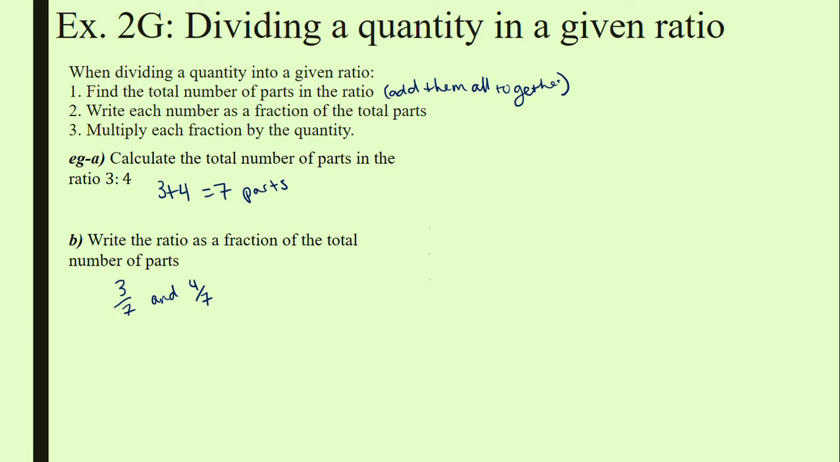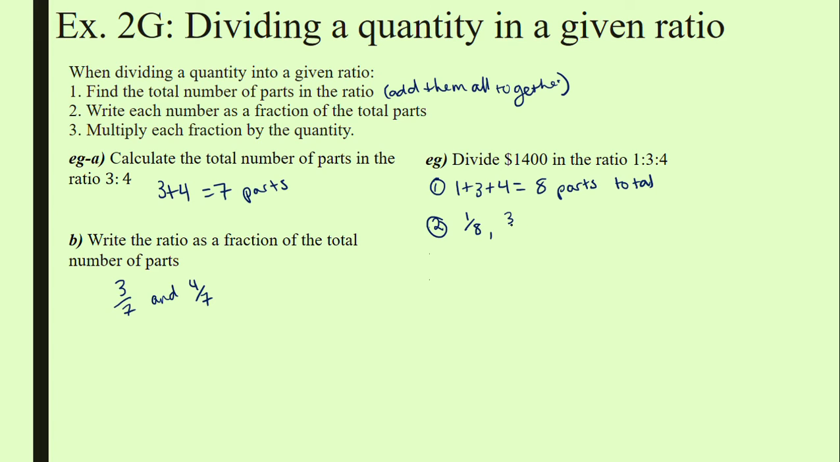Okay, last example, we're going to put it all together. So we want to divide $1,400 into the ratio of 1 to 3 to 4. So step number 1, we need to calculate how many parts there are total. 1 plus 3 plus 4 is 8 parts total, okay? Step 2, we're going to express each of these parts of the ratio as a fraction out of that total. So we have 1/8, 3/8, and 4/8, okay?